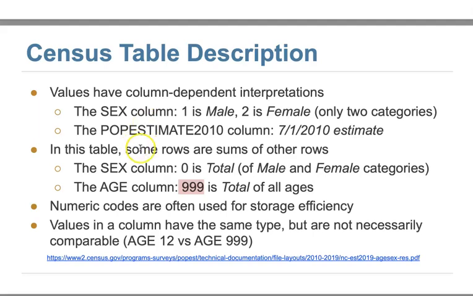The age starts from 0 to 100. But of course you will ask, how about over 100? Over 100, they use 999 for the total of all ages. The sex column also shows you the total. Even though we only have the categories male 1 and female 2, 0 actually just means the total.